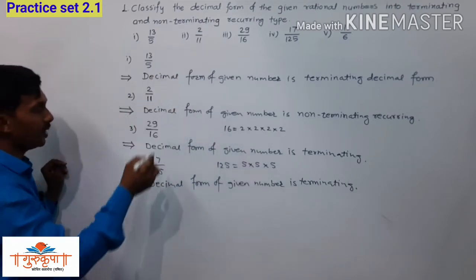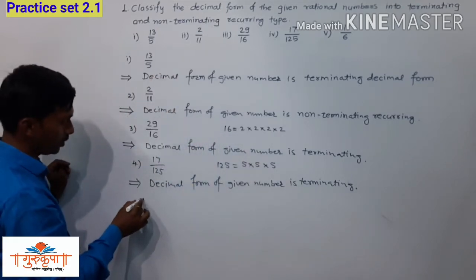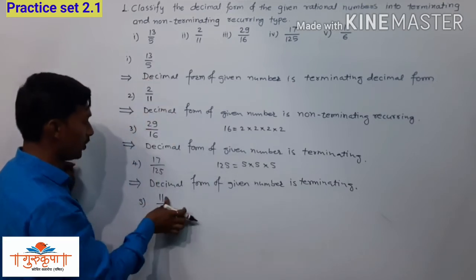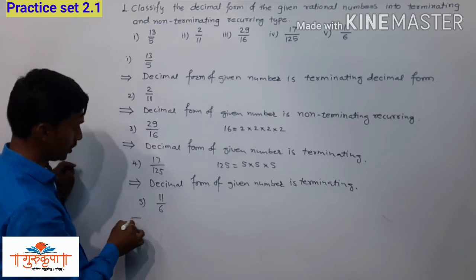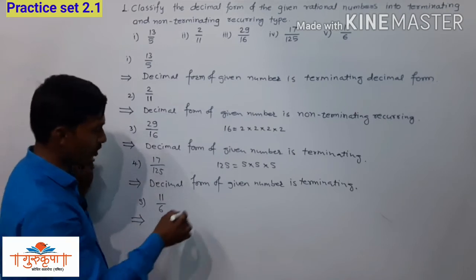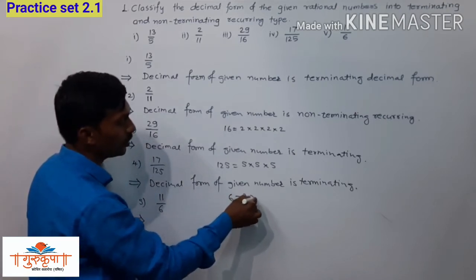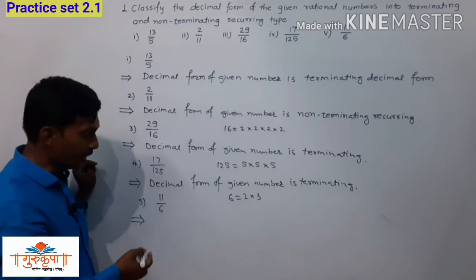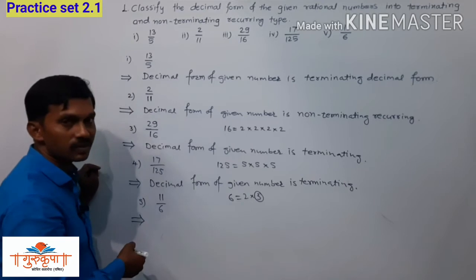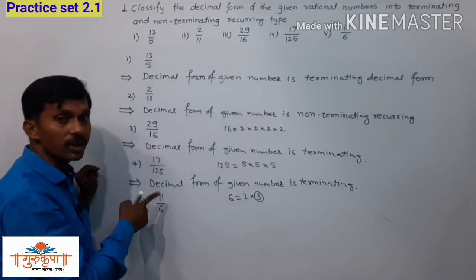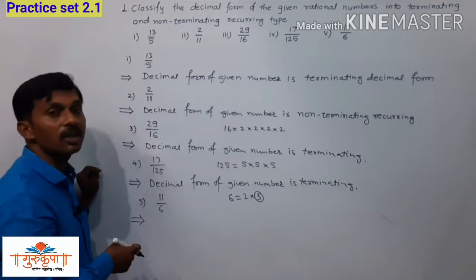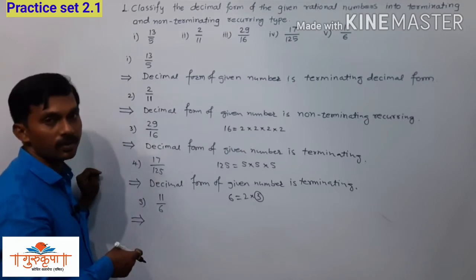And the last example we have, example number 5. The number is 11 upon 6. Now 11 is not completely divisible by 6. Now check the prime factorization of 6, that is 2 into 3. Since 3 is included there, definitely this number is non-terminating recurring type. The decimal form of the given number is non-terminating recurring type.